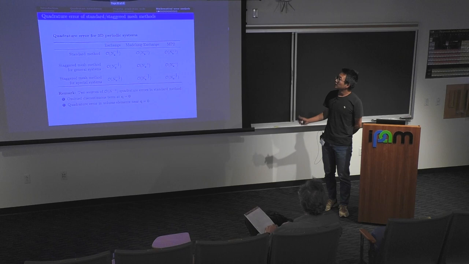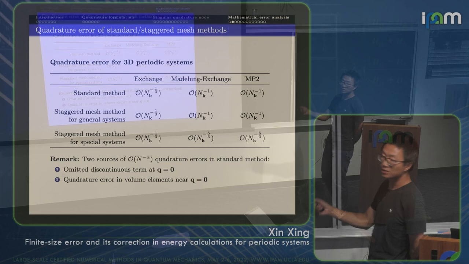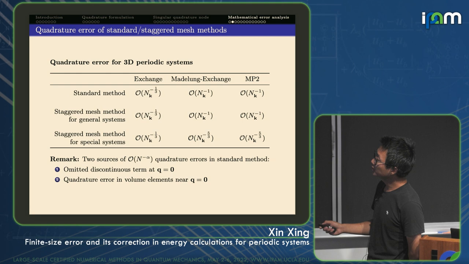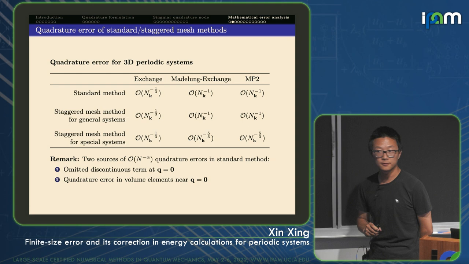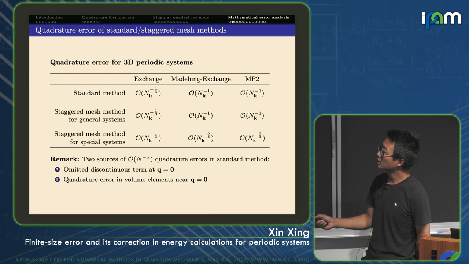And here are the results before any analysis. So what I showed you, Lin also showed this table this morning. I'll go over more details. What we have proved is that a standard calculation for exchange and MP2 have quadrature errors of scale n to negative 1/3 and n to negative 1. If you add this well-known Madelung constant correction to your exchange energy calculation, the quadrature error is reduced to 1 over n.